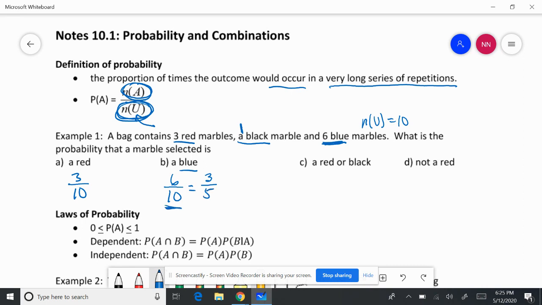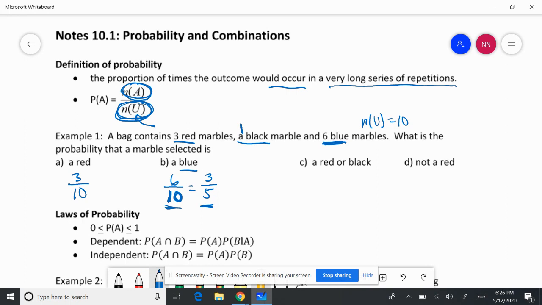The reason that we don't always reduce it is because sometimes it's helpful to know how many are actually in the universal set. So in this case, since there's 10 in the universal set, we know that there's 6 out of the 10. Even though the answer in the simplest form is 3/5, sometimes the original is more helpful. So either answer is going to be correct. You decide which answer you prefer.